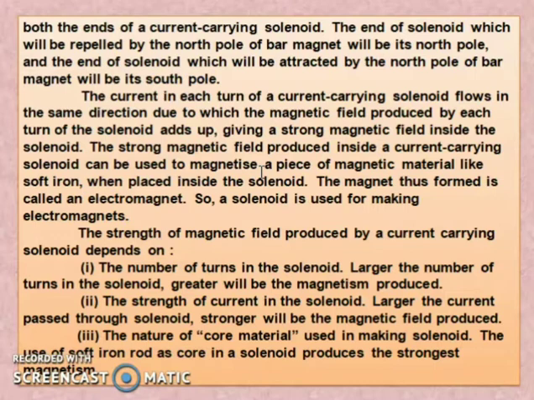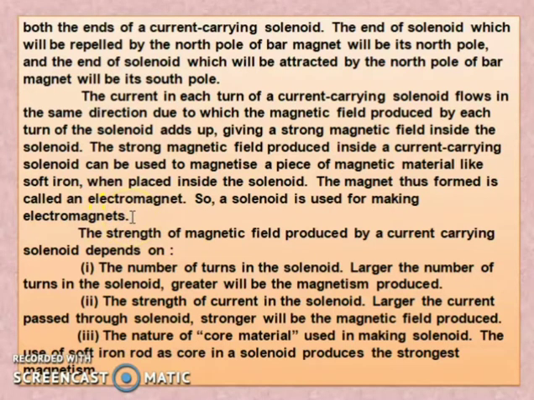If you place some iron that is wound with a wire, and a current is flowing through it, what happens? That iron will behave as soft iron, so it will behave as a magnet. So using a solenoid we can produce a magnet also. The magnet thus formed is called an electromagnet. So the solenoid is used for making an electromagnet.